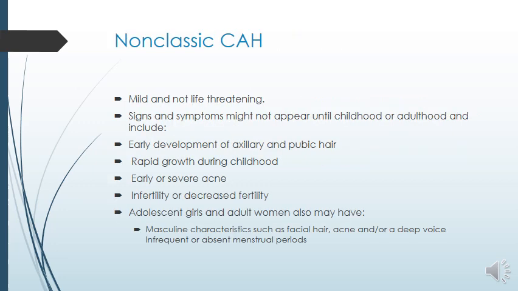The non-classic CAH is mild and not life-threatening. Signs and symptoms might not appear until childhood or adulthood and include early development of axillary and pubic hair, rapid growth during childhood, early or severe acne, infertility or decreased fertility. Adolescent girls and adult women also may have masculine characteristics such as facial hair, acne, and/or deep voice, infrequent or absent menstrual periods.